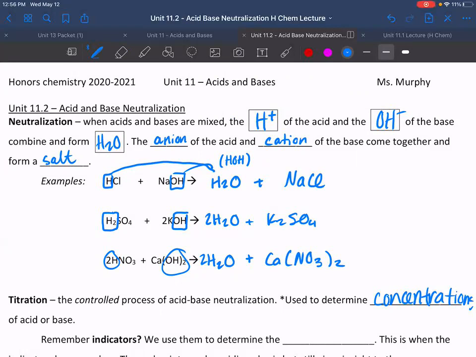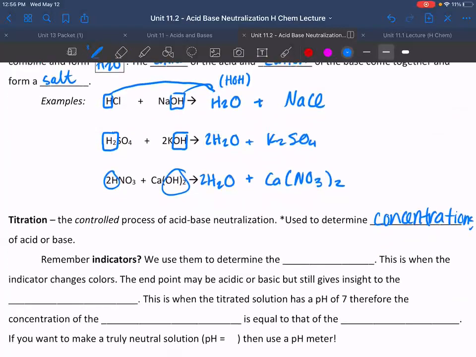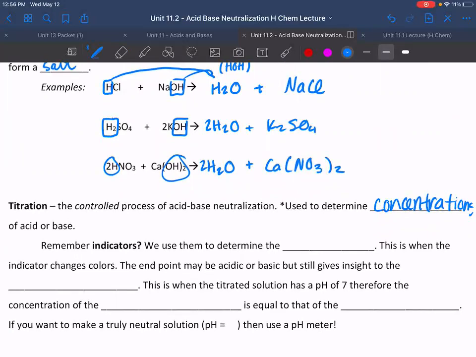What's really helpful here is using our indicators. We talked about how indicators are different molecules that turn different colors depending on what pH we're at. We're going to use them to determine what's called the endpoint. These couple of things are going to sound similar, but the endpoint is when the indicator changes color. It has reached its buffering capacity. Then we have what's called our equivalence point. The endpoint could be slightly acidic or basic, depending on if it's above or below 7, but it tells us when we're at the equivalence point.